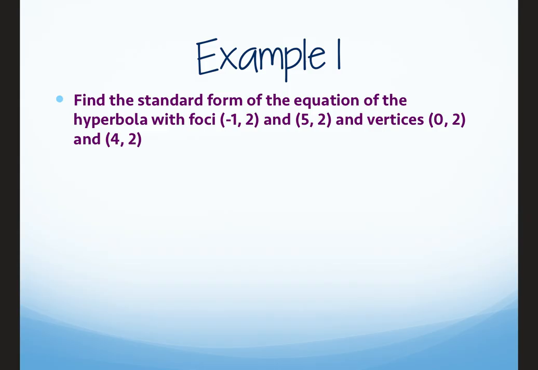All right, so example 1 says find the standard form of the equation of the hyperbola with foci at -1, 2 and 5, 2 and vertices at 0, 2 and 4, 2. So I'm going to draw it out. You could pull in a coordinate grid if you wanted to get really accurate, but I'm just going to eyeball it. I'm going to say -1, 2 is one of the foci, and 1, 2, 3, 4, 5 is the other one.